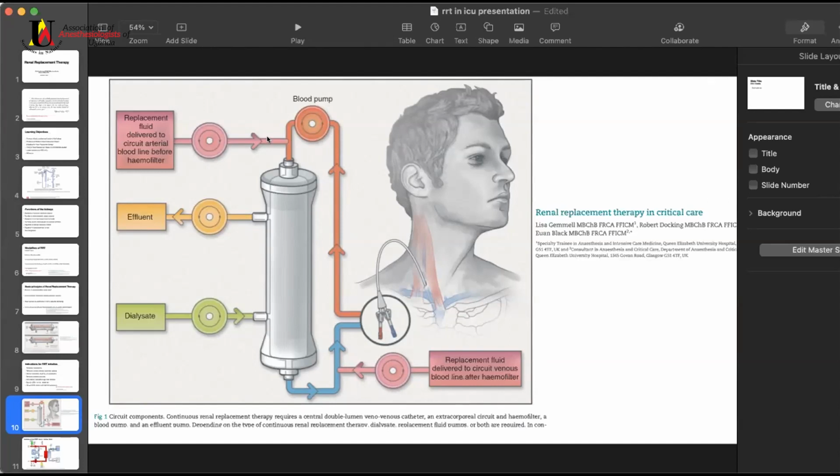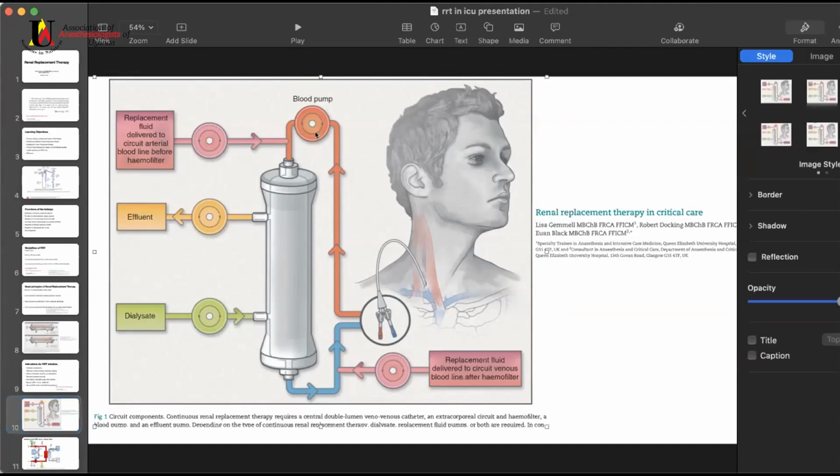So this is a CRRT kind of scenario. Replacement fluid is added to the blood coming from the patient before it goes through the filter. That helps prolong filter life, along with improved clearance of some toxins. And then there's dialysate fluid that's pumped through that membrane as well, in the opposite, countercurrent to the blood flow.